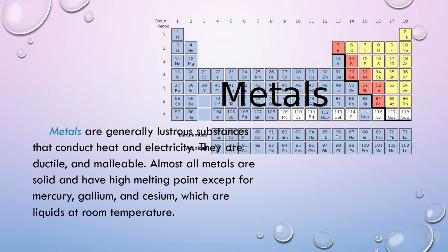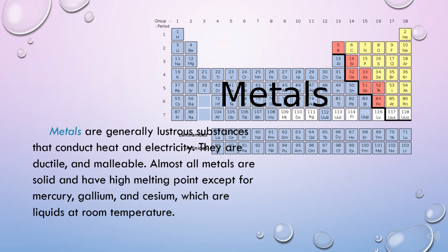As we have discussed in our previous discussion, they are lustrous. What else? Ductile and malleable. And also, they conduct heat and electricity. So take note of those common properties of metals. Almost all metals are solid, except for mercury, gallium, and cesium, because at room temperature, sa normal na temperature ng isang room, they are liquid.